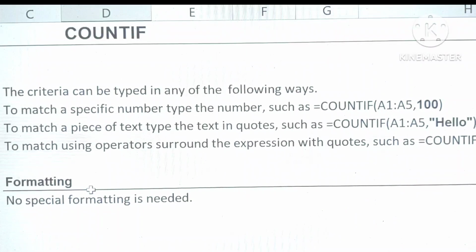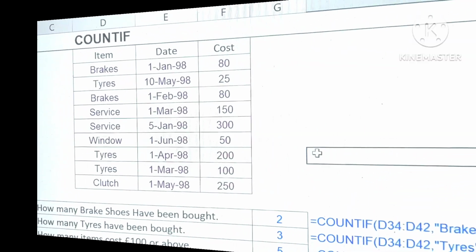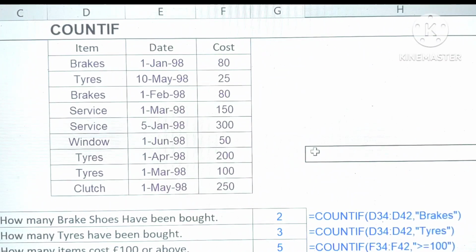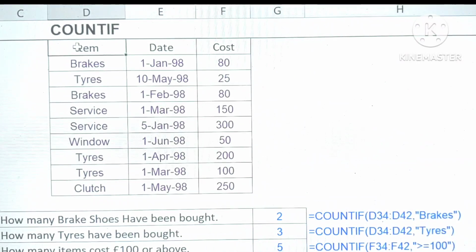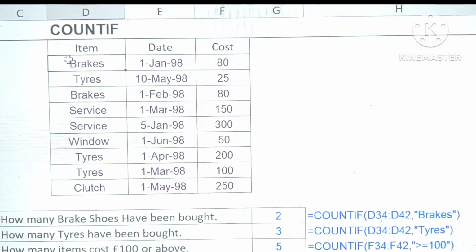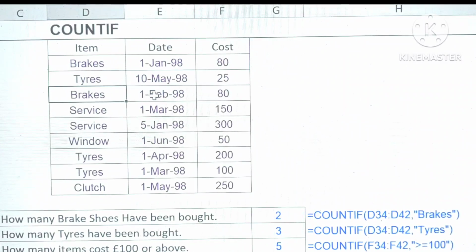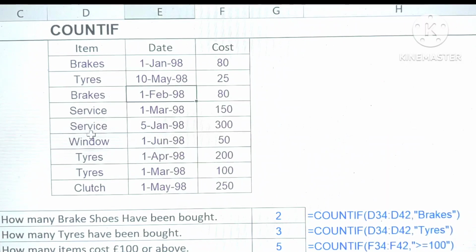Now let's see the COUNTIF formula with an example. So this is the table for an example to see how COUNTIF works. I have taken this table wherein I have items, date of transaction and the cost. So brakes bought on 1st January 1998, cost rupees 80. Tires bought on 10th May, cost rupees 25. Again brakes on 1st Feb. Like this we have items, dates and cost.